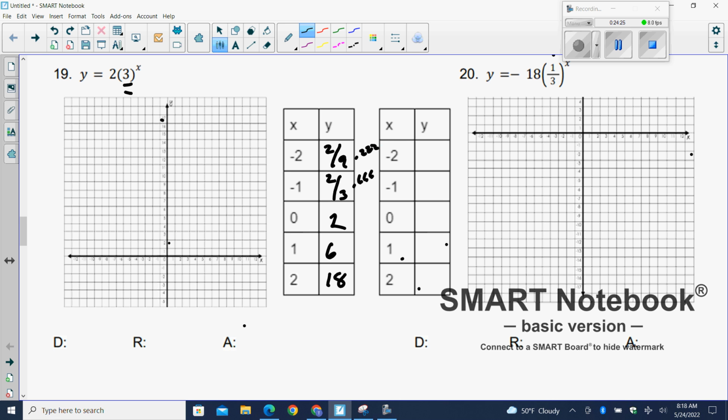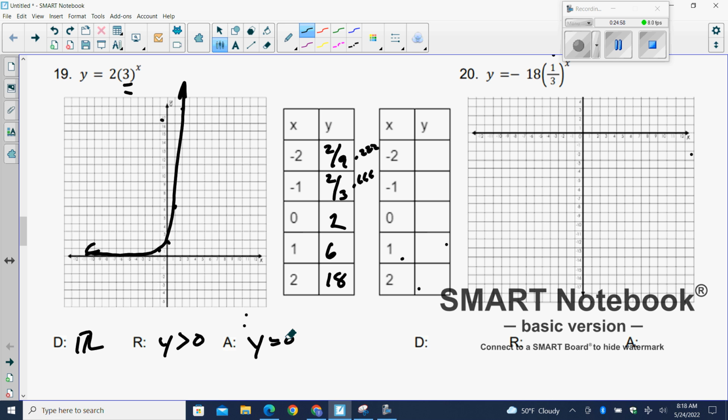You got your graph. When x is 0, y is 2. When x is 1, y is 6. When x is 2, y is 18. When x is negative 1, it's 2/3. And then 0.222, and so on. Cruise along the x-axis and up. Domain, all real numbers. Range, y is greater than 0, it's above the x-axis, and asymptote, y equals 0.